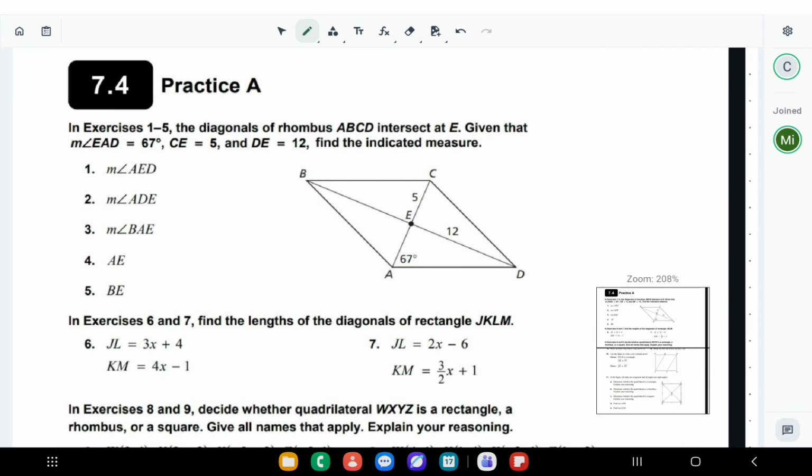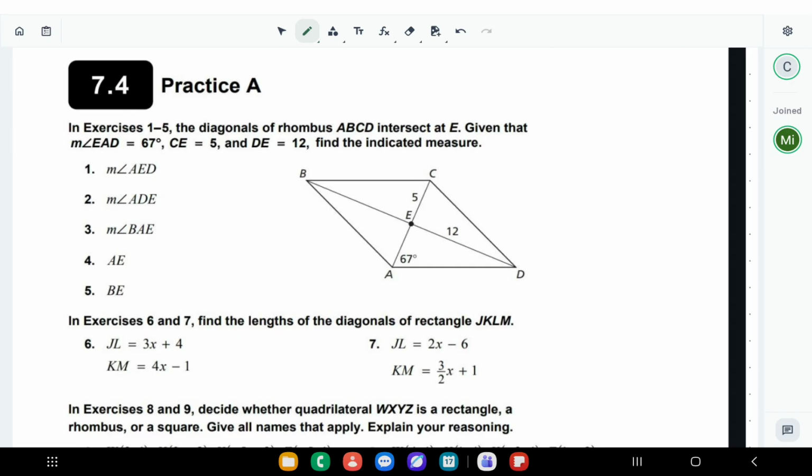Okay, let's start here. In exercises 1 to 5, the diagonals of a rhombus ABCD intersect at E. Given that the measure of angle EAD is 67, and CE is 5 and DE is 12, find the indicated measure. Take note for rhombus: what are the properties of a rhombus?